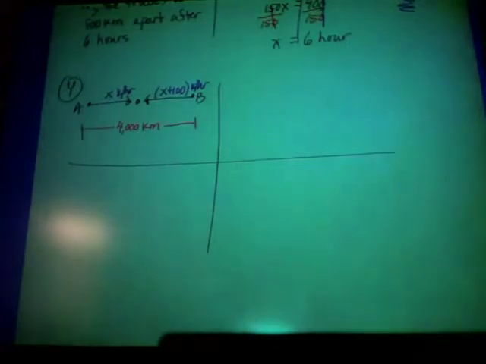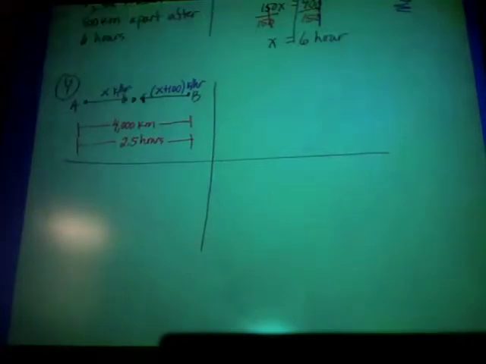All right, then it goes on to say, if the jets pass each other after 2.5 hours, so it is also 2.5 hours, the planes, don't they travel the same amount of time? Do they travel the same distances? Are they going the same rate? No. They're going the same amount of time, but different rates. Are they going to travel the same distance or different distances? Different distances. So this one's going to be similar to the one above in the sense that I'm going to take whatever this distance turns out to be and add it to that distance, and shouldn't it equal the 4,000?